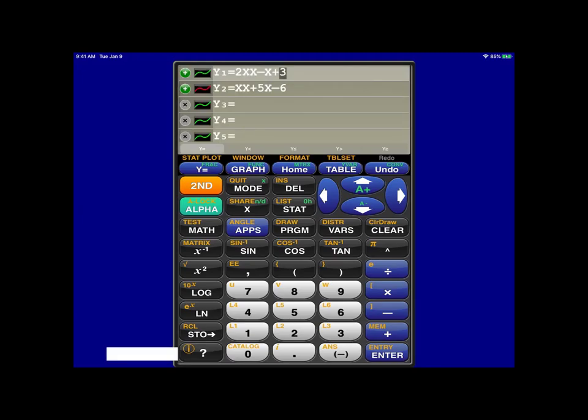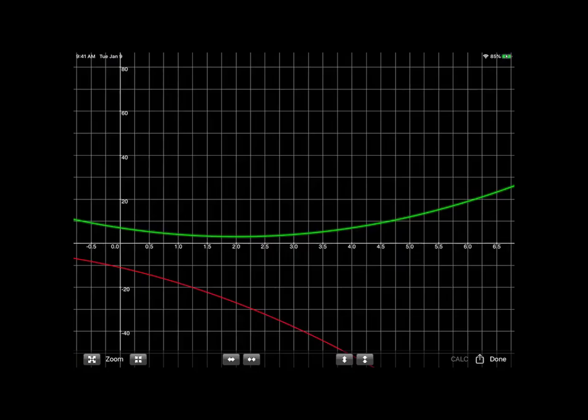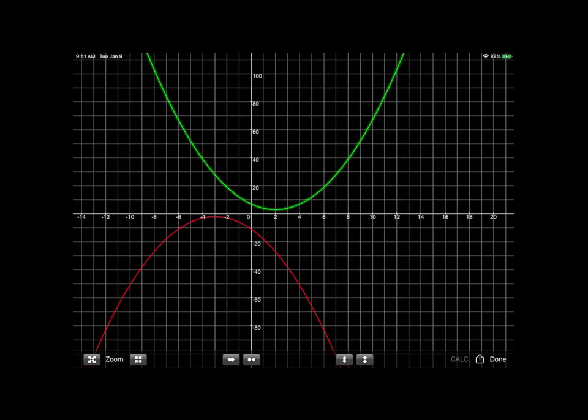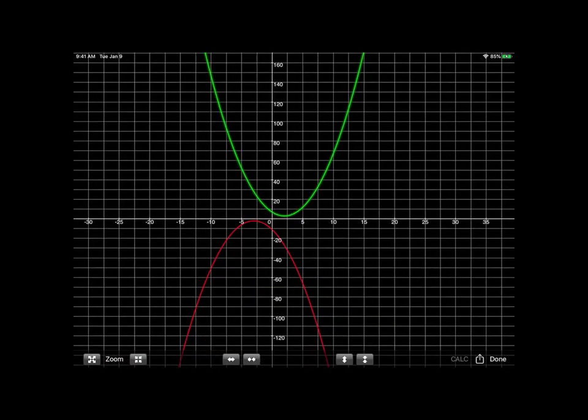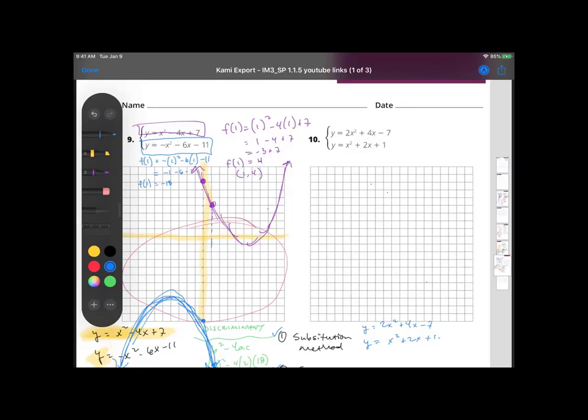Press y equals in the top left, press clear, and then x squared. So again, you can do my trick, x times x, it just goes faster, minus 4x plus 7. Come down here and clear that now. Negative is different than subtraction. Minus 6x minus 11. Okay? And then graph. Look at that. Do those graphs intersect? Nope.